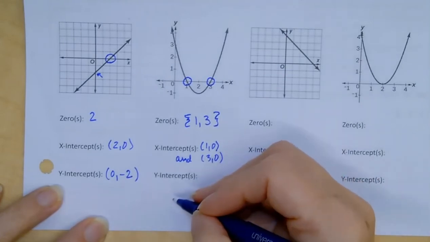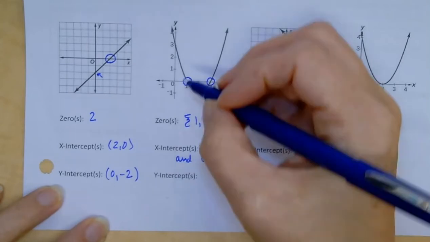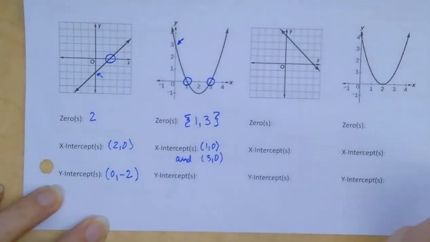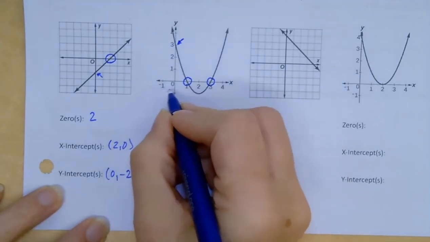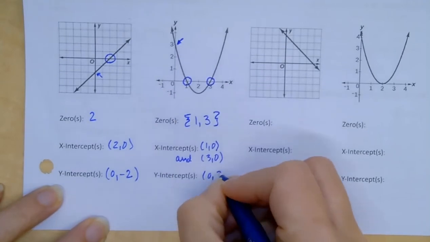My y-intercept, and sometimes there could be more than one, although it wouldn't be a function, right? Because that would be two things on the same vertical line. My y-intercept here, I'm crossing that y-axis right there at 3. So my y-intercept is at 0, x and y, 0, and then up 3. So I get to say (0, 3).